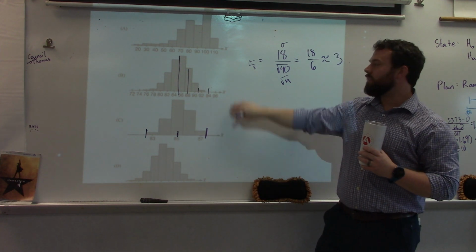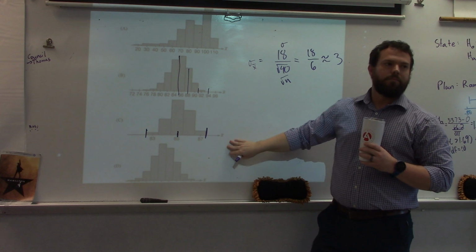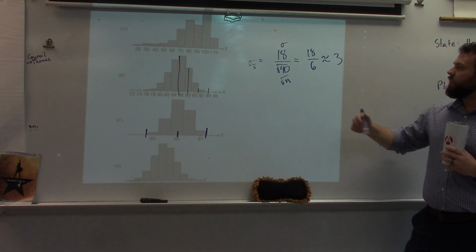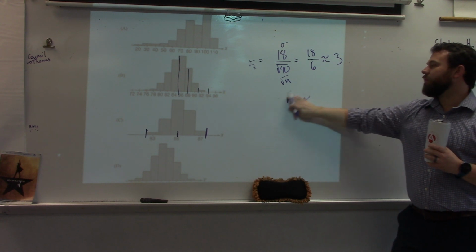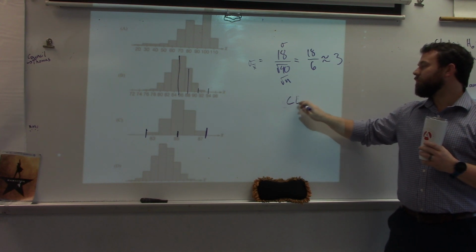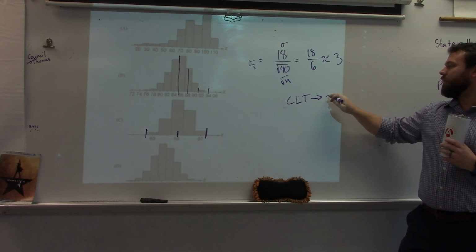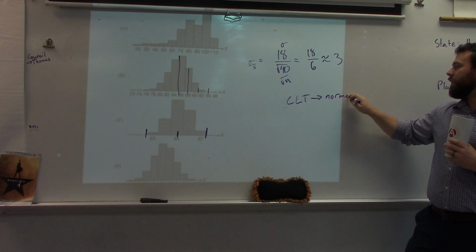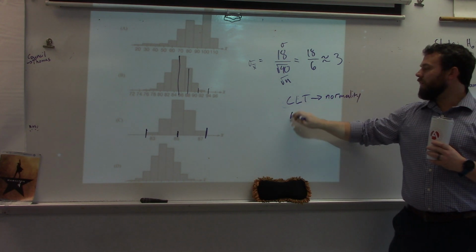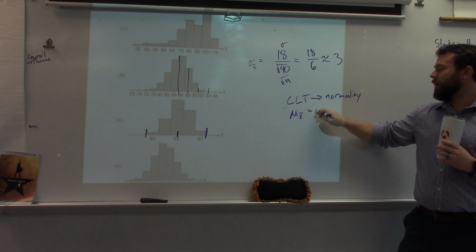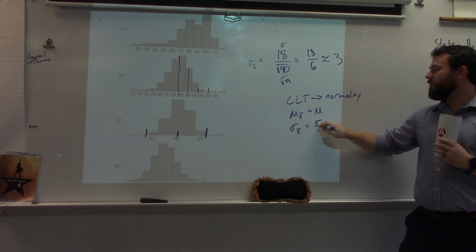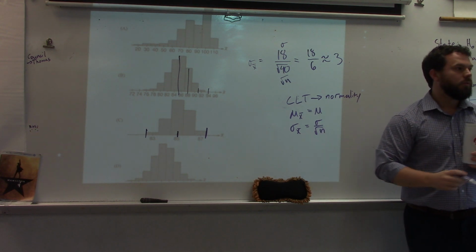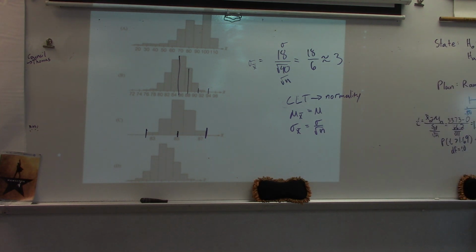So the spread did decrease for both of these, but we want to always remember with a sampling distribution, if we can use the central limit theorem, it approaches normality. The mean of my sample means is just the population mean. The standard deviation of my sample means is the standard deviation divided by the square root of n. And you just have to remember 3 standard deviations each way. Does that make sense?